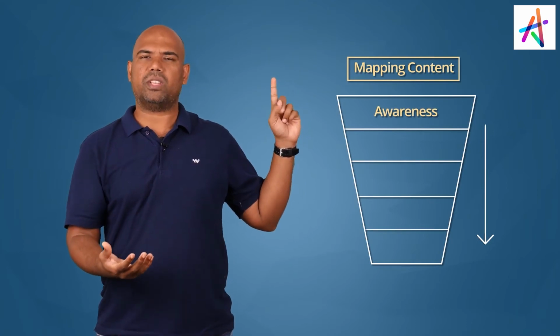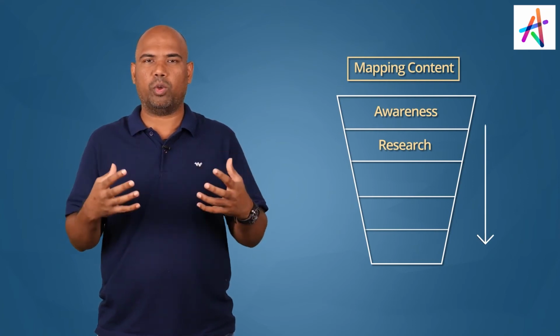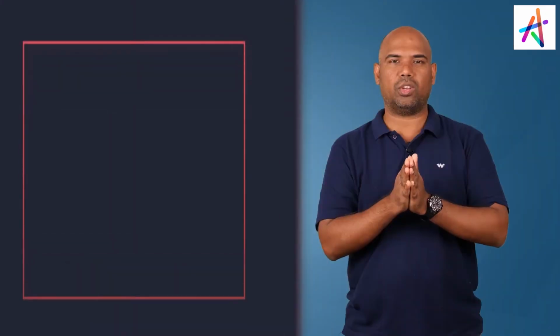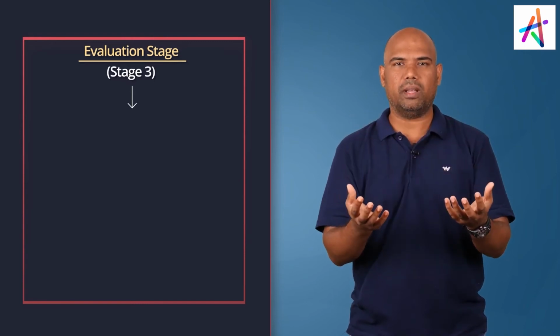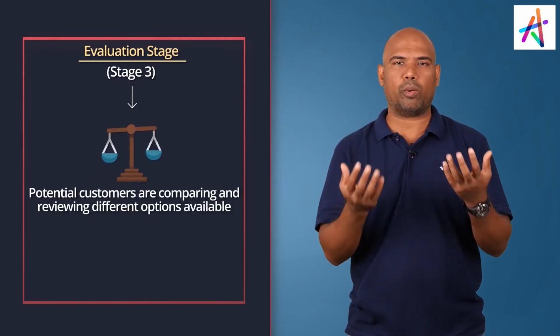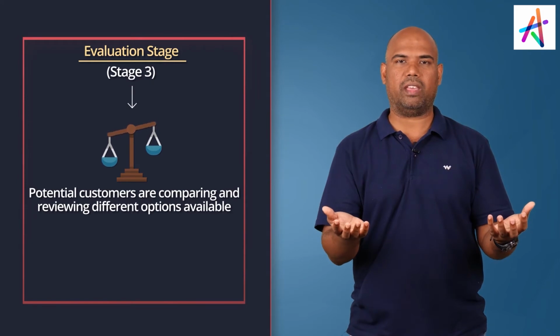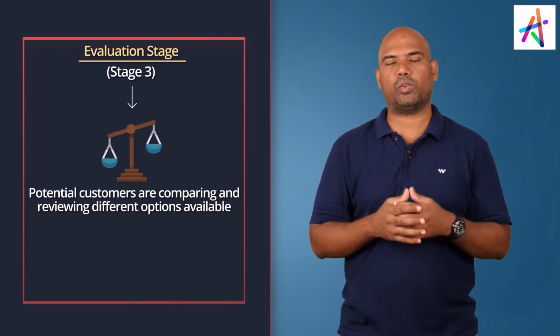So we've looked at how you need to map your communication at stage number 1, which is about awareness. Stage number 2 is about research. How should you communicate with the customer who's already researching? The third stage is all about evaluation. In this stage, the potential customer is comparing and reviewing your products, right? They are looking at product A versus product B. They are comparing your brand versus another brand, and so on and so forth.